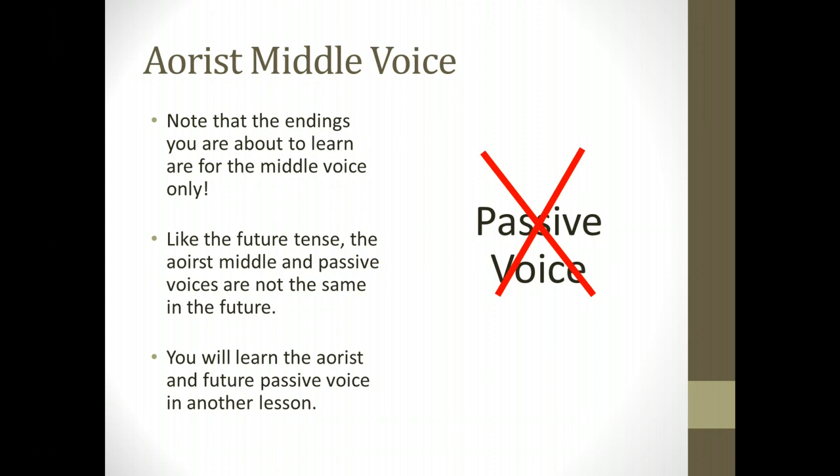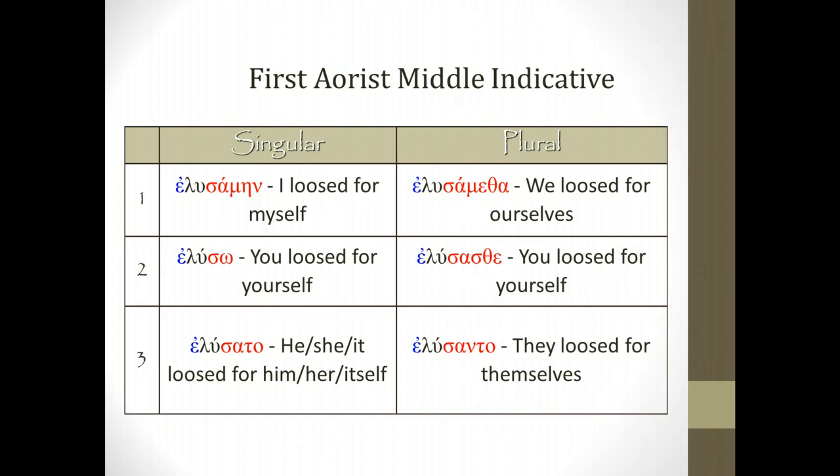But with that in mind, let me introduce you then to the first aorist middle indicative endings. There they are on your screen. Notice once again you have your epsilon augment, your stem, and then there's your sigma suffix, and then followed by your endings.